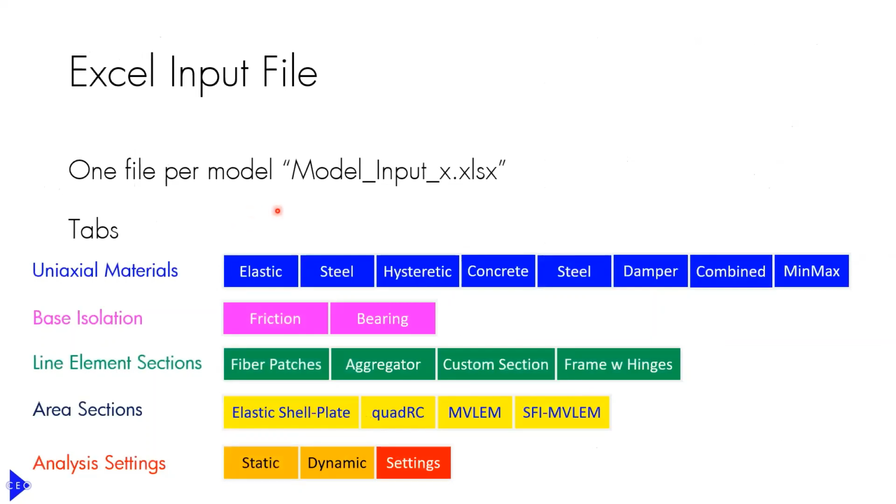When it comes to the Excel input file, here we have a number of tabs that are currently available in this most extensive version of the software, and you can create different types of materials. And this is just, again, a grouping. Of course, within one tab, you have multiple materials available. We have some base isolation options here, line elements, area elements, and then some analysis settings for static and dynamic analysis, and then general settings about convergence, what type of integrator you want to use, and so forth.